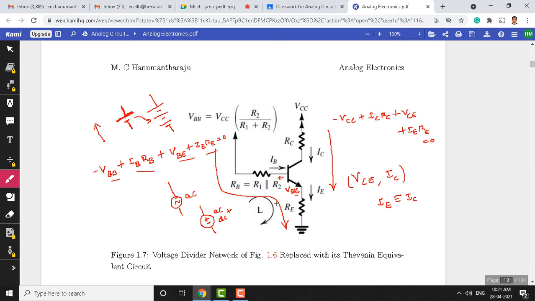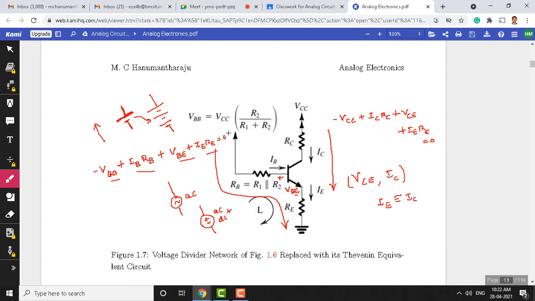Here is the expression once we apply KVL to the base emitter loop. Start with this: minus VBB plus the drop across this RB, which is the current times the resistor value, IB times RB, and here we have a voltage drop between base and emitter, VBE, and plus the drop across this emitter resistor RE. I started my journey from here and ended up at the ground, and along the path the voltage and IR drops must be considered.